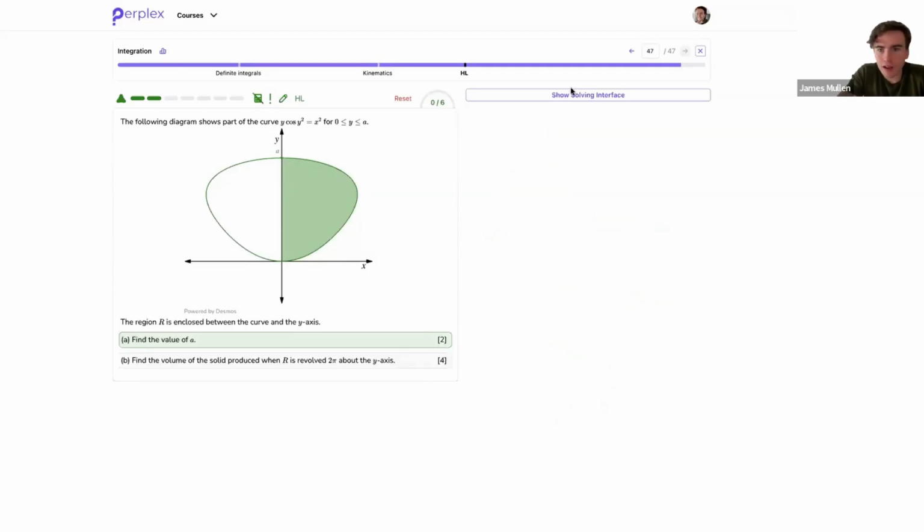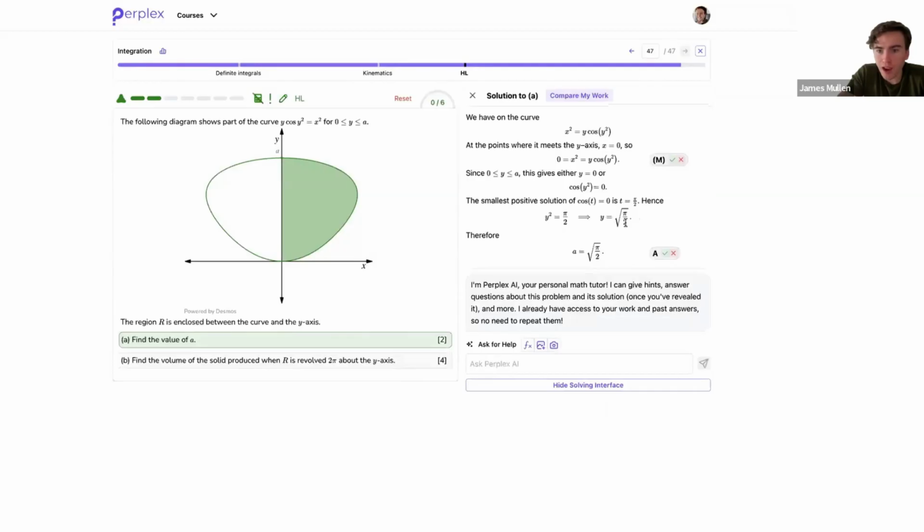Okay, what do I have though? I found that y is equal to root pi over 2. So a is equal to root pi over 2. All right, that is part A.